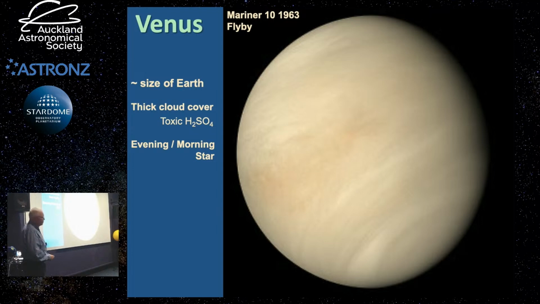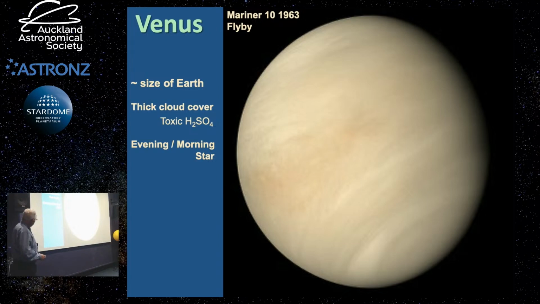And what's your first impression? It's pretty featureless, isn't it? And the reason it looks pretty featureless is because it's covered in thick, opaque clouds, toxic cloud full of sulfuric acid. It's about the size of Earth, and for many years they always called it the Earth's sister planet, but that's where the similarity ends, its size, because of the various features which we'll look at shortly. But yeah, when you first see it like that, it looks very featureless because it's covered in thick cloud cover.